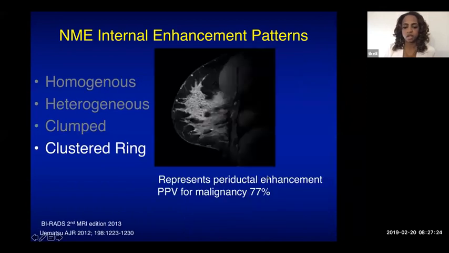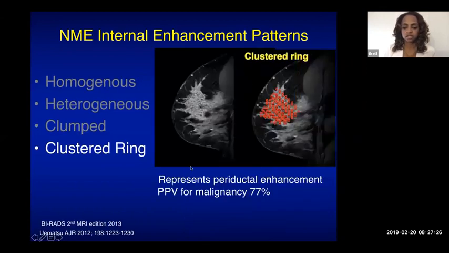As you can see here, there's a more confluent region here, but then it skips and it's like a cobblestone appearance. Or you can have what's called a clustered ring that represents periductal enhancement. And this is a suspicious finding. The positive predictive value for malignancy is about 77%.